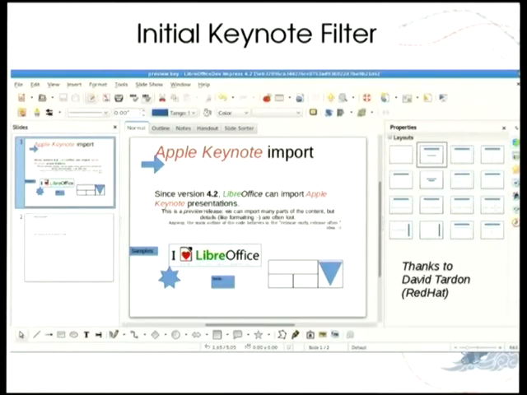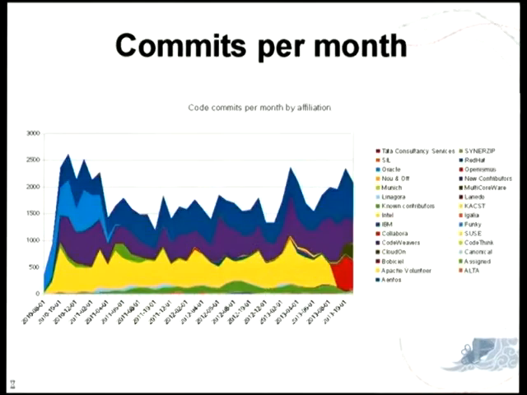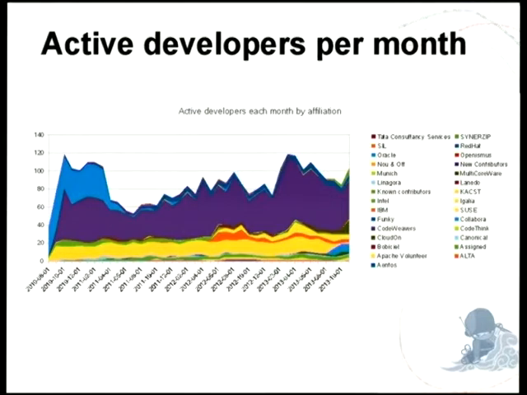Various other legacy filters, AbiWord, if you were an AbiWord user. Apple Keynote filter is an initial cut of that. I think there's more to be done there, but we can at least get some content out of those Keynote slides that people send you. GNOME 3 menu integration, very important. Commits going up. Active developers, extremely diverse.